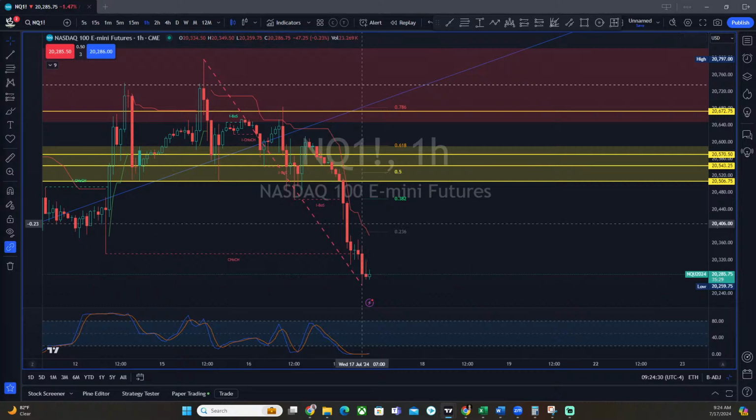Hold on, my TradingView is acting up. Normally when I get that, it usually means I have a screen that is minimized. Is it fine? Yeah, I think it's working out right now. Okay, perfect.